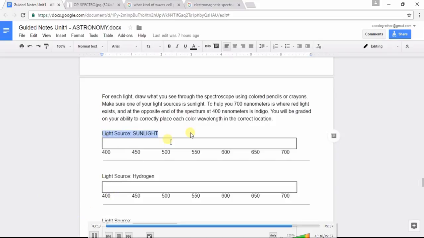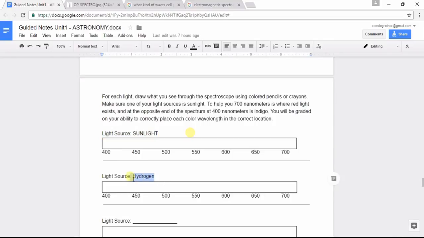Okay, so when you go and you start looking at all these light sources with your spectroscope, you need to get a few very specific light sources. Sunlight is going to be one of them.